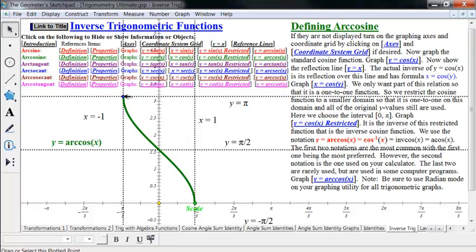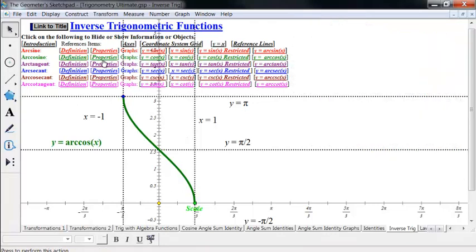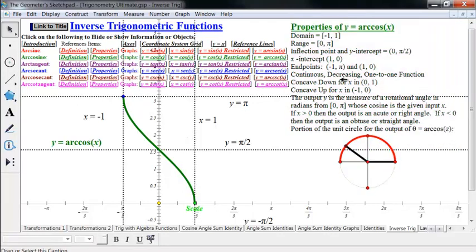And then what are the opposite corners of that box? Well, this one right here is going to be (-1, pi), which is one of the endpoints, and (1, 0) right here is the other endpoint. So what's the domain? The domain of Arccosine is the same as the range of cosine, which is -1 to 1.